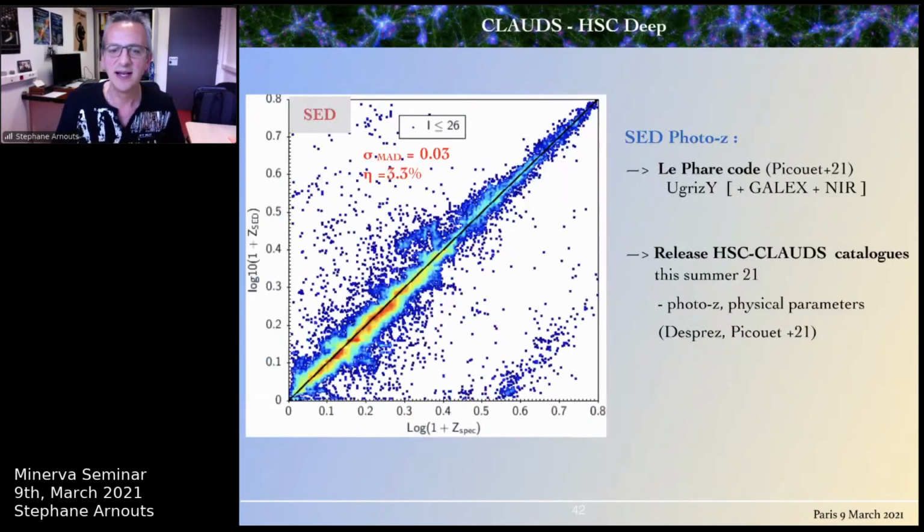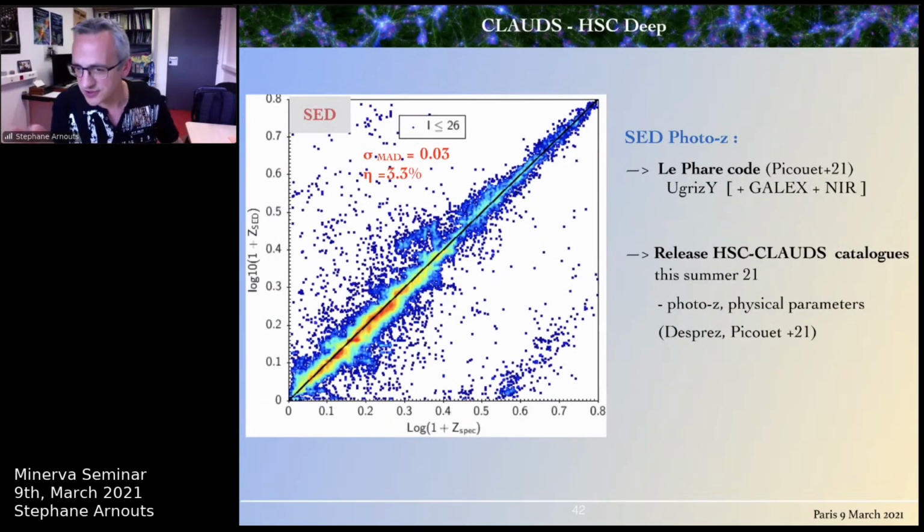So, we will now compare to what we have done with Vincent Picquet, with his PhD here, who is using LePhare and combining the HSC cloud, so ugriz, plus GALEX and near-infrared when available. So we will compare his photo-zs to our photo-zs with the CNN. So it's both our photo-zs, but to distinguish the two. And so you see that you get reasonably good photo-zs with SED fitting from LePhare.